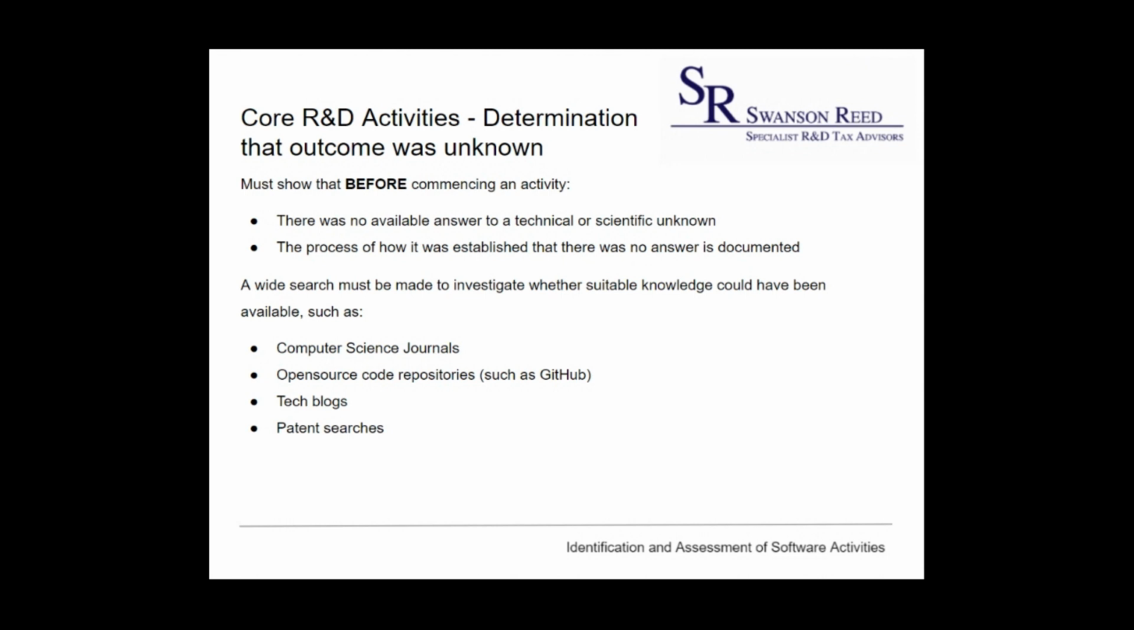The guidance notes that suitable records of an attempt to attain existing knowledge may include searching information sources, such as computer science journals, open source code repositories such as GitHub, tech blogs, and patent searches. Alternatively, records of consultation with experts among professional networks may be accepted if the consulted parties are suitably qualified.